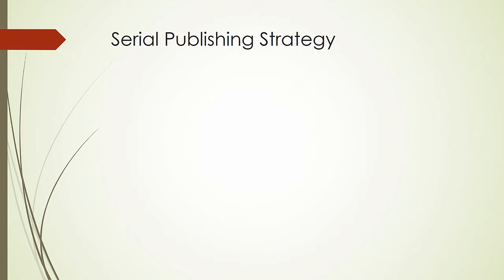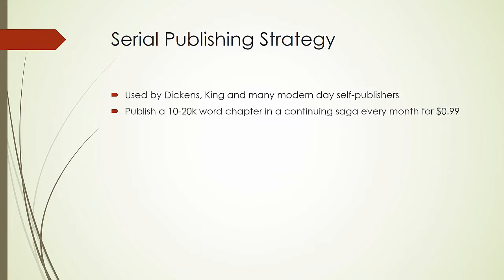Now, I want to take a look at some publishing strategies. Here's one called the serial publishing strategy. It was used by Dickens. It's been used by Stephen King in modern days. And I've seen some publishers make a lot of money with it. What you do is you publish a 10 to 20K word chapter in a continuing saga once every month, and you charge 99 cents for it.